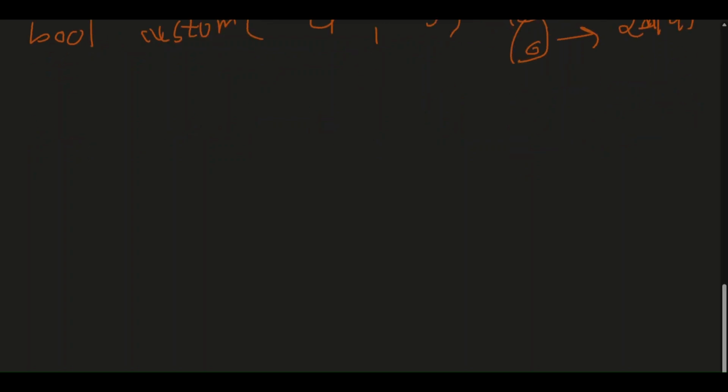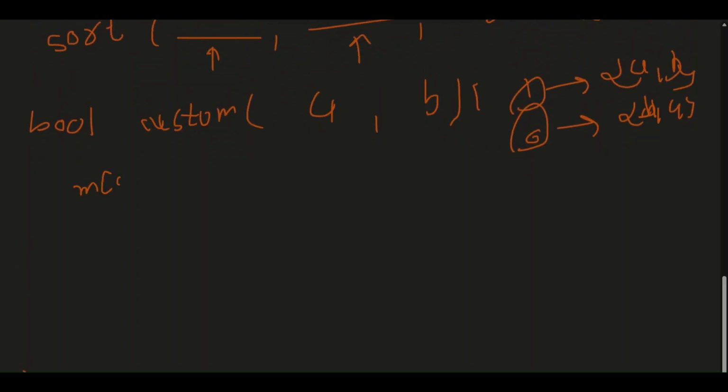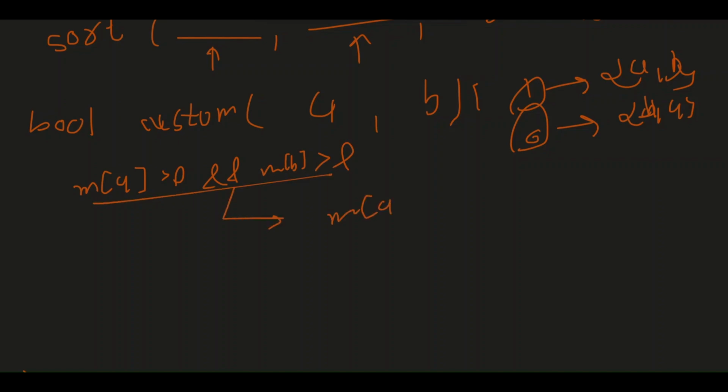Then what we are checking in the custom function is whether the map of A is greater than 0 and the map of B is greater than 0. If this happens, then I will return whether map of A is less than map of B. What does it mean? Map of A greater than 0 means that element A is present in arr2, and map of B greater than 0 means that element B is also present in arr2.